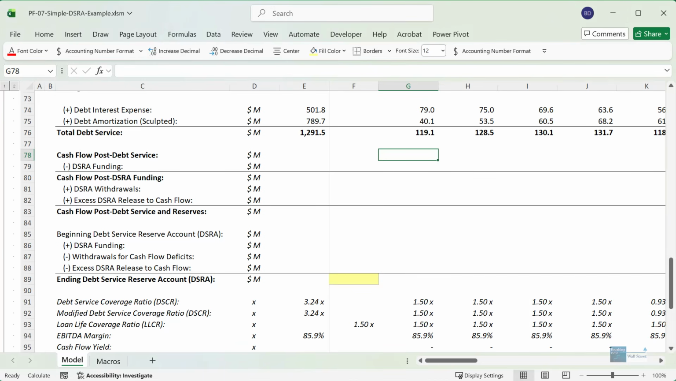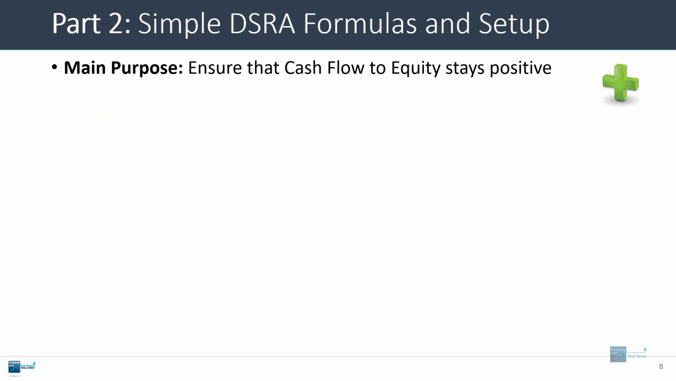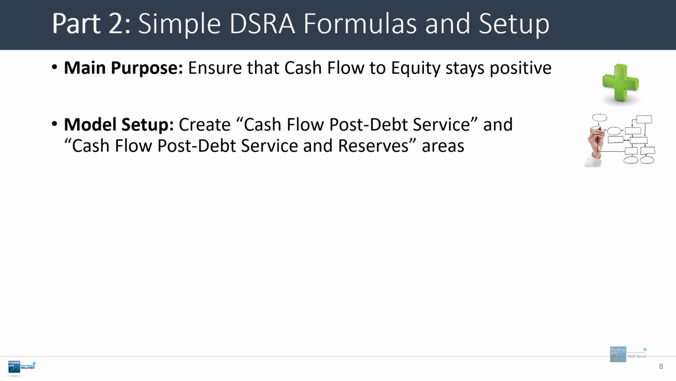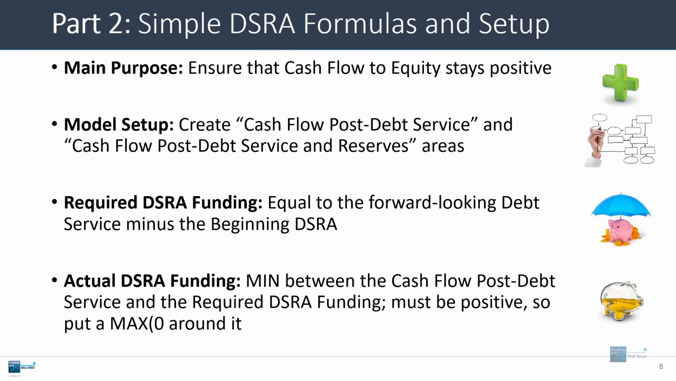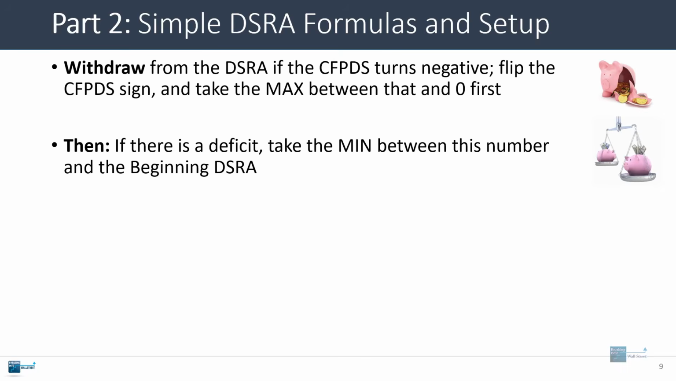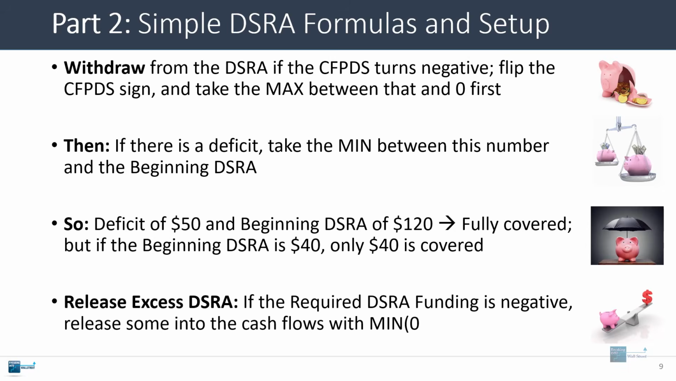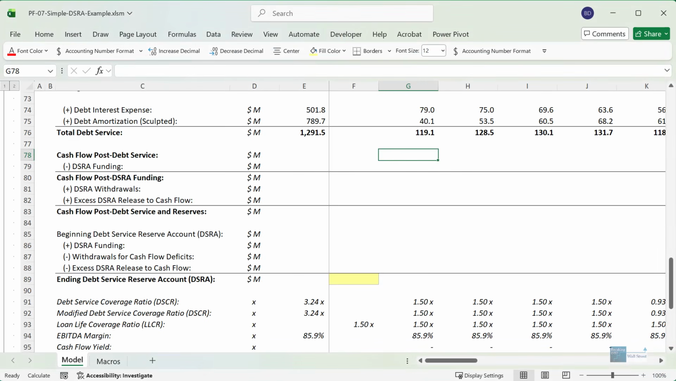I have cleared all the formulas off screen, and I will show you how to enter these in Excel and how to set up everything here. Now again, the main purpose with the debt service reserve account is to ensure that the cash flow to equity stays positive. So we're going to start by creating a few new areas, and then we'll go down and I'll show you how to enter all the formulas. I've outlined some of them here, and these are here for your reference, but let's just go into Excel right now and start entering these.